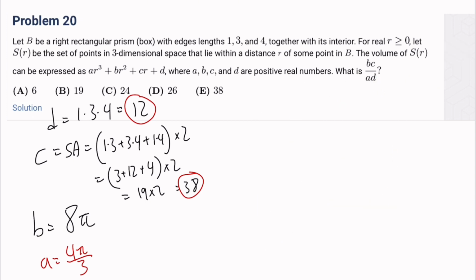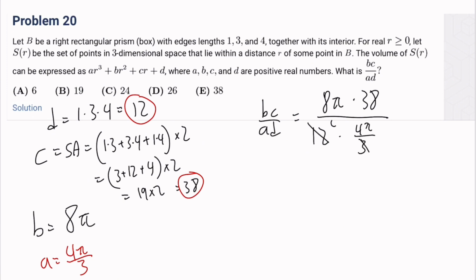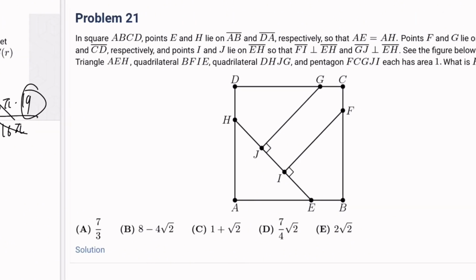So we can take this away, and now we can get BC over AD. This will be equal to, B is 8 pi, and C is 38, over A is 12, and D is 4 pi over 3. And we can take out this over 3 with 4 here, and so that will be 16 pi times 19 over 16 pi, so this is 19. The answer is B.